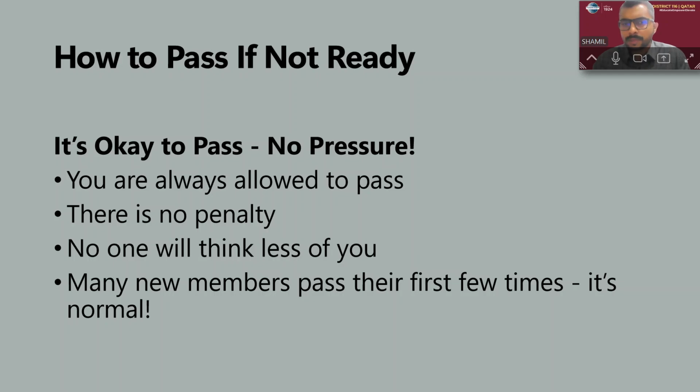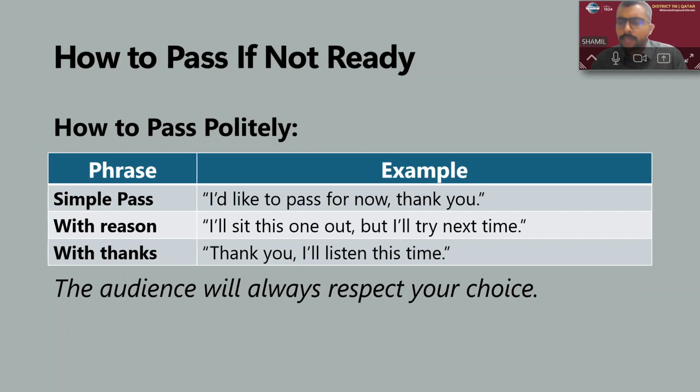It's okay to pass. So how to pass politely? There are several ways. Some of the ways are a simple pass. You can say, I would like to pass for now. Thank you. That's one way. Then if you have a particular reason, you can mention it, for example, I will sit this one out, but I will try next time. Then with thanks, I will listen this time. So that is how you pass.